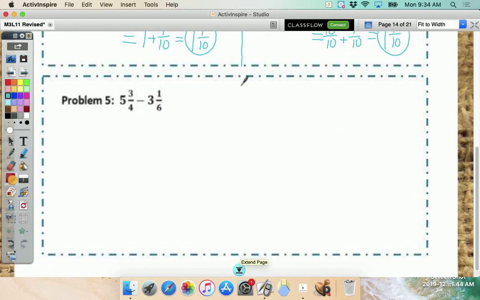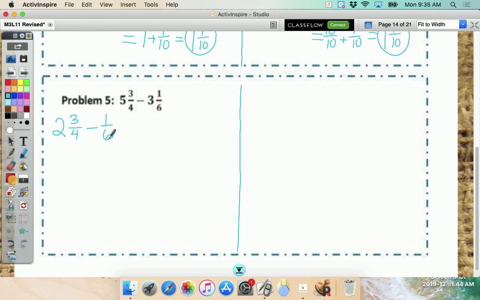So do you remember that I rewrote this problem? And I did part of it in my head. What should I do in my head, Sergio? I can't do the fractions in my head. So what should I do in my head? Tell me. He said subtract 5 minus 3. Yeah. You agree? So I'm going to do 2 3/4 minus 1/6.